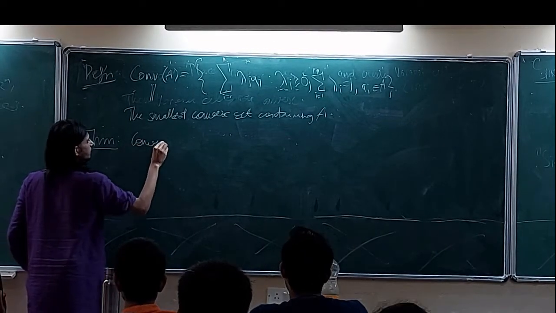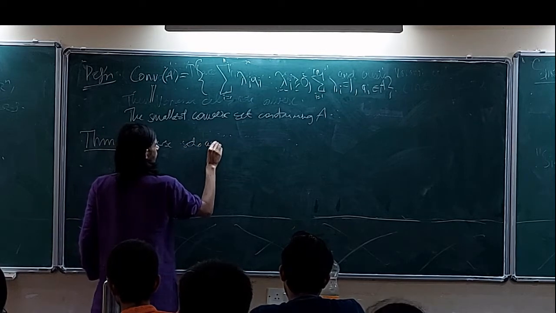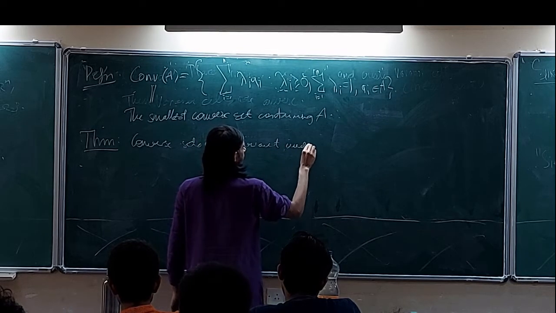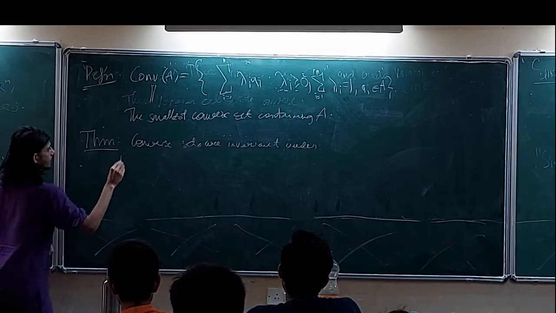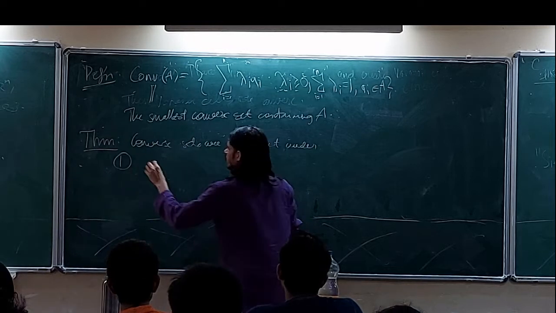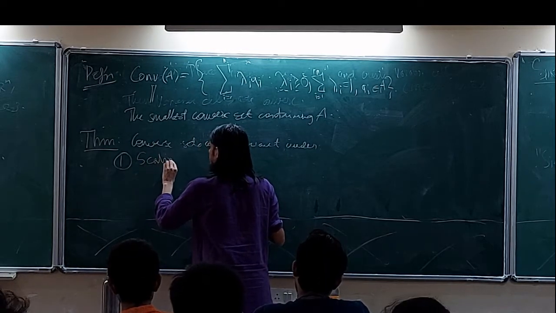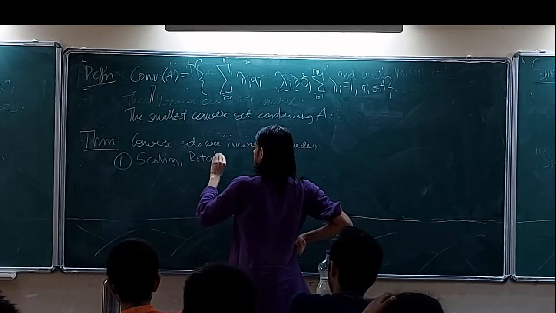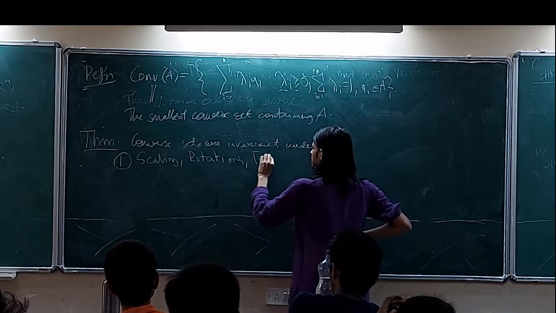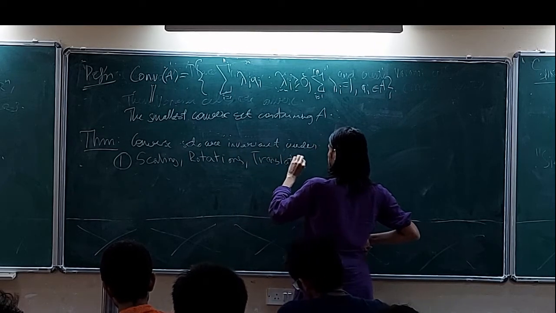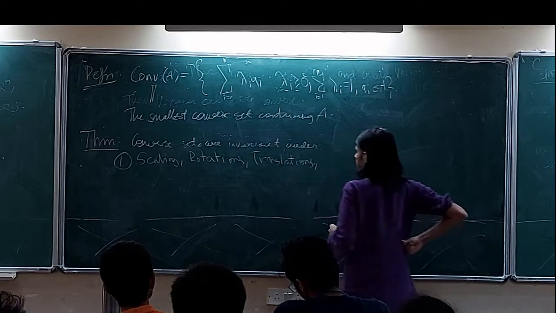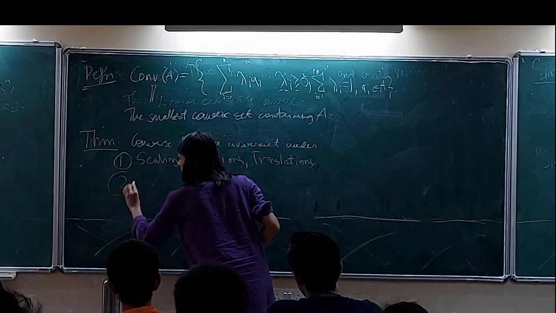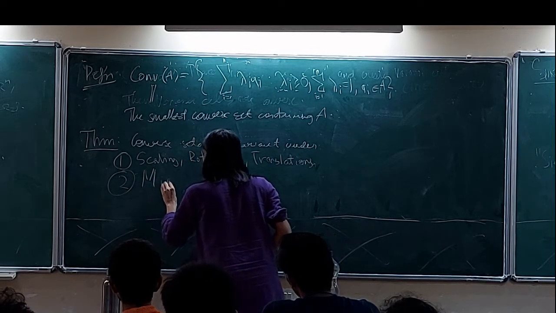Convex sets are invariant under scaling. They are invariant under rotations, translations, right? The obvious stuff. And the second, and perhaps more interesting one, is that they are invariant under Minkowski addition.